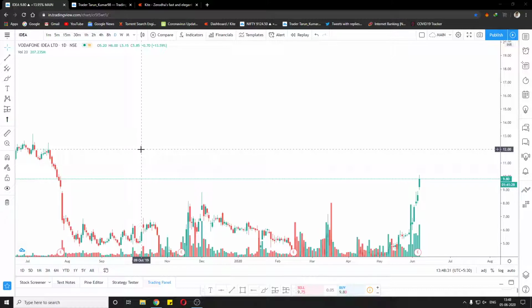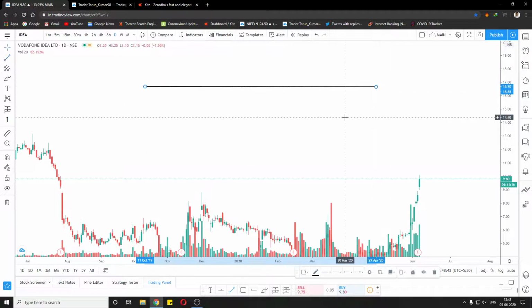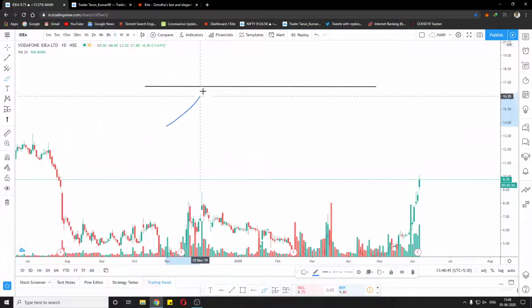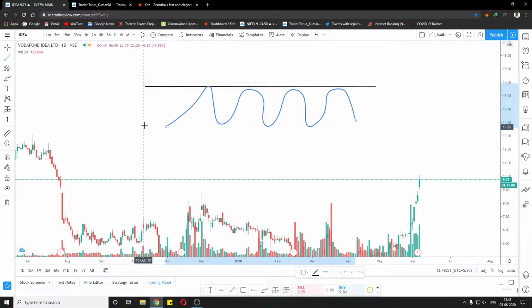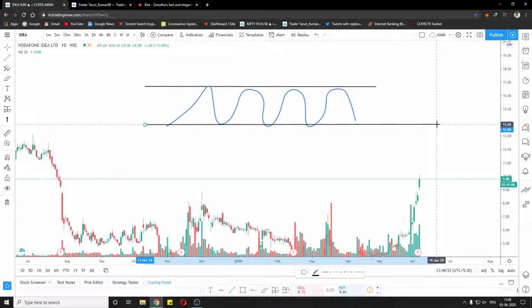So actually the concept is very simple. As the name suggests, resistance is where the market is not able to go up. Then let's draw an imaginary line, and the market just keeps on doing like this. So that becomes a resistance, and this becomes the support.